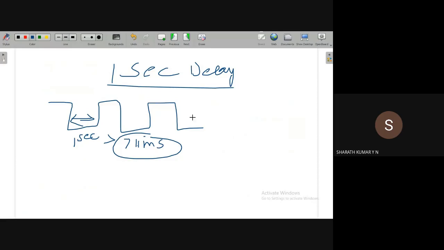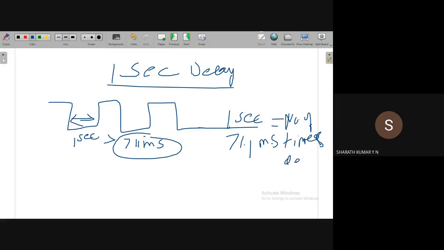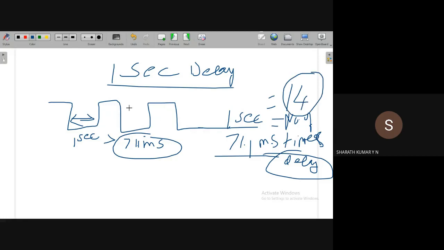How to calculate this is very simple. 1 second divided by 71.1 millisecond delay will give the number of times the delay program has to be executed. This is approximately 14. That means we need to run the subroutine 14 times to generate a delay of 1 second.